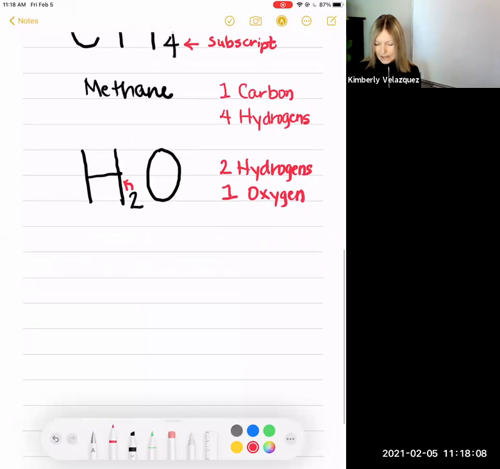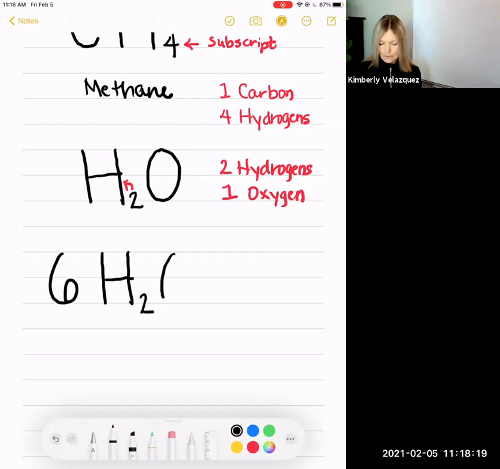What if we had 6 H2O? That big number 6 in front of the water is telling us we have 6 water molecules. And if we count the total number of hydrogens and the total number of oxygens in those 6 water molecules, we see that they're almost imaginary parentheses here. So that 6 gets multiplied by everything after it.